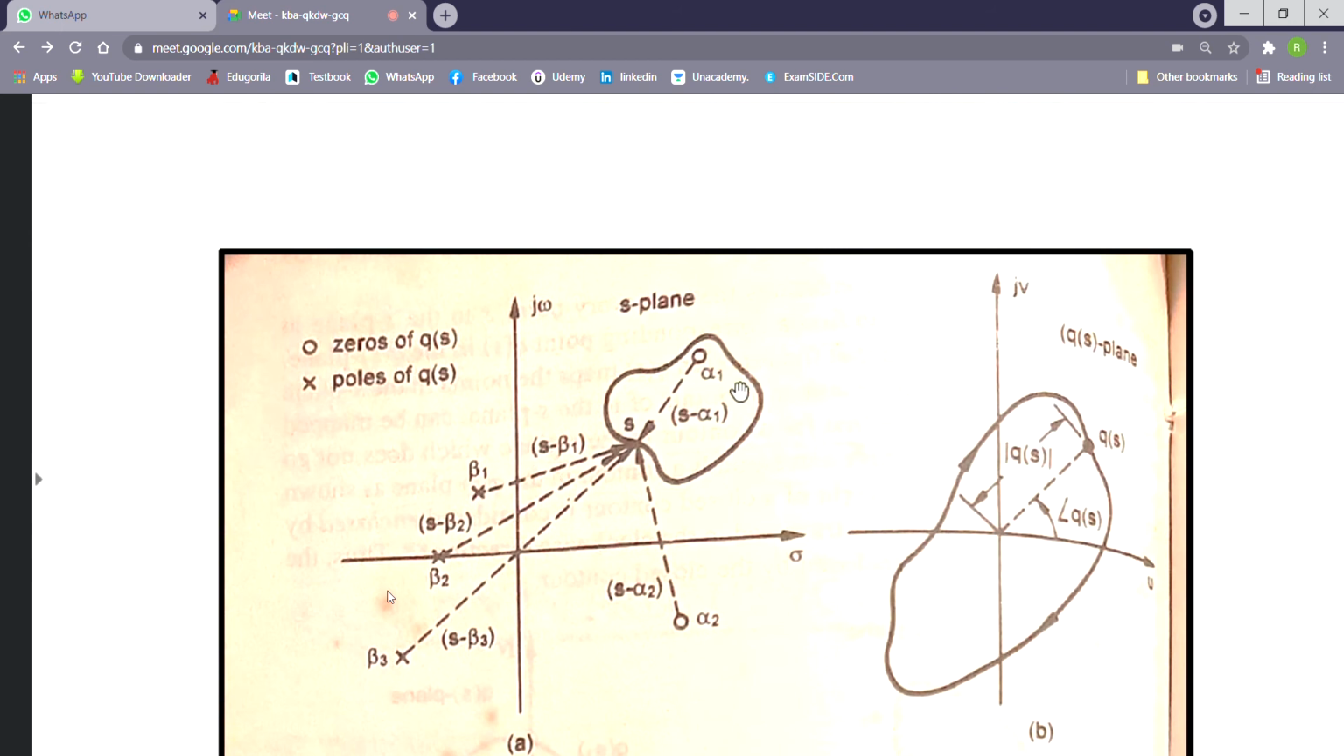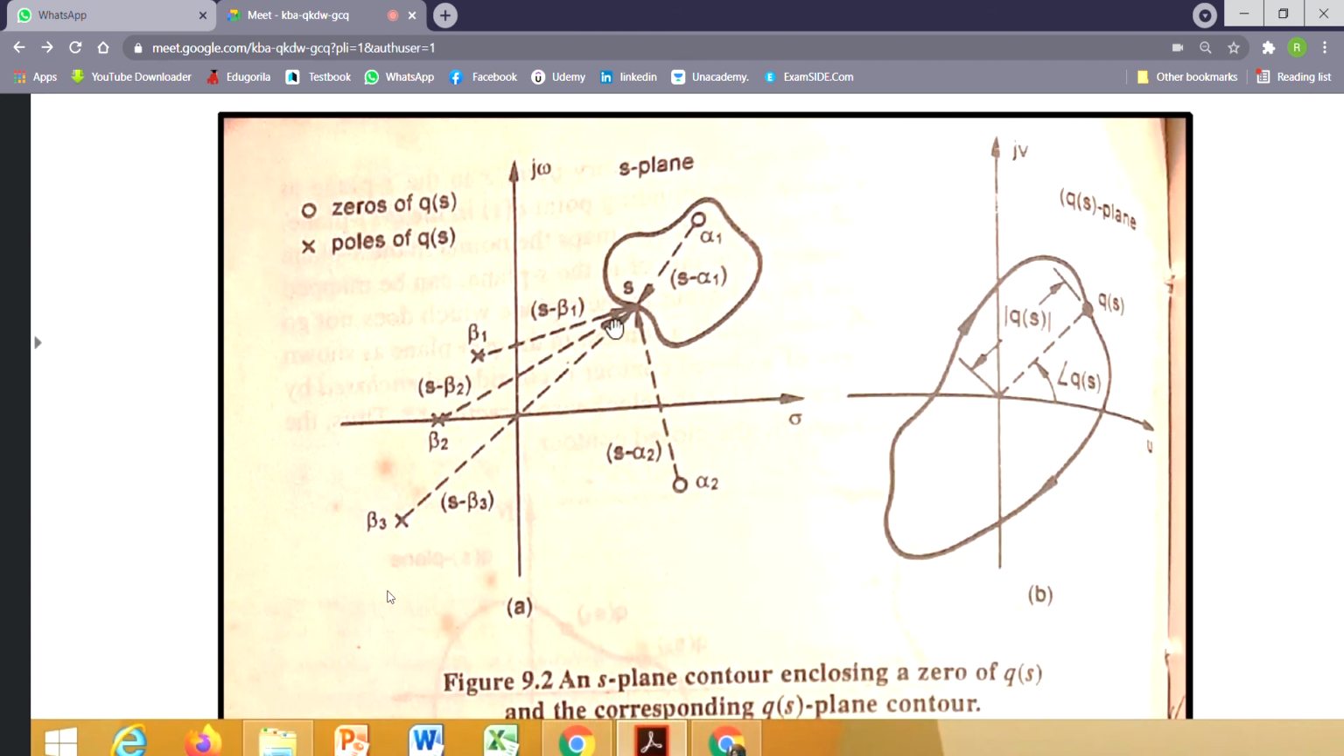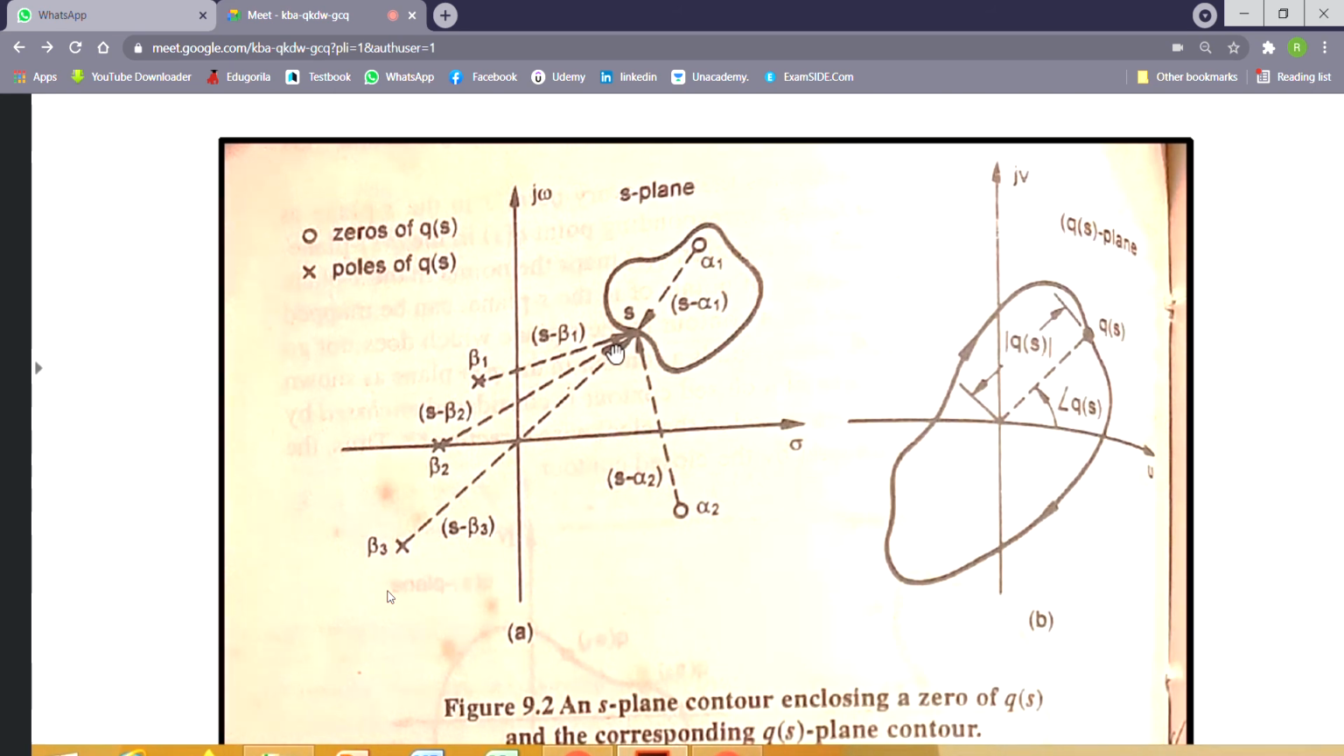Will change like this for different values of S on the contour. And finally, again, the ultimate phasor will be this one. So for this phasor, what is the net change in angle?